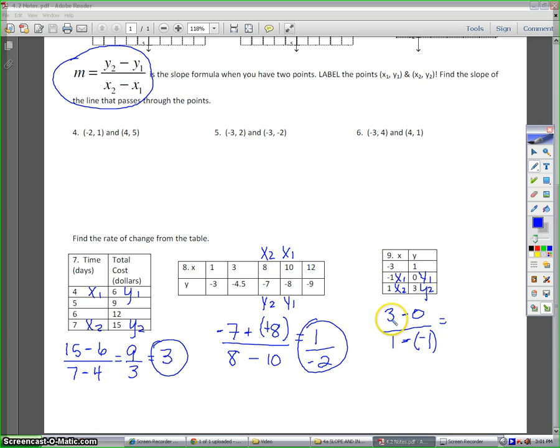Then I'm going to simplify. 3 minus 0 is 3. I have that double negative, so I'm going to change that to a positive, and I get 1 plus 1 is 2. 3/2 is simplified, so my slope is 3/2. And we do want to keep it as an improper fraction, because remember our slope means we're moving up 3 units and running to the right 2 units.